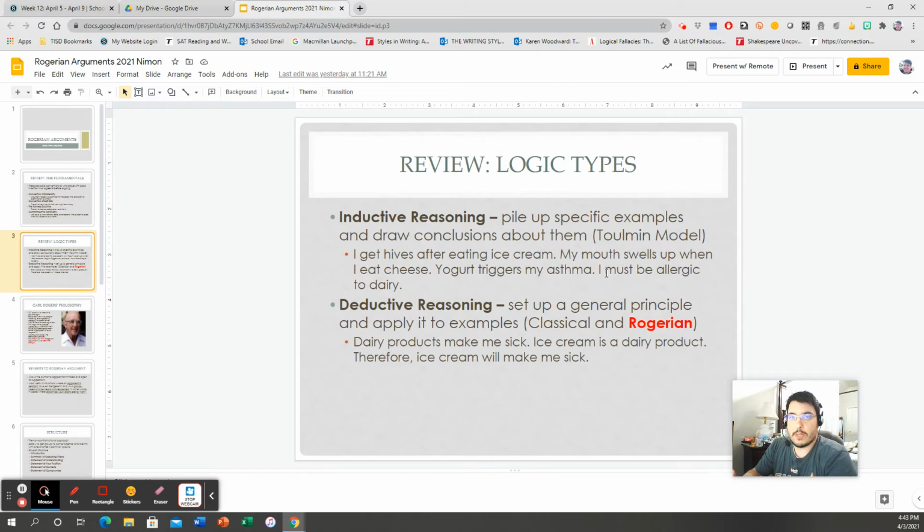A Rogerian argument is going to focus on that same style of logic, where basically you have an idea, and then you present examples, and you match those examples up with your idea, your hypothesis. I have a hypothesis. Here are some examples. Do they match up with my hypothesis? More on that in just a minute.